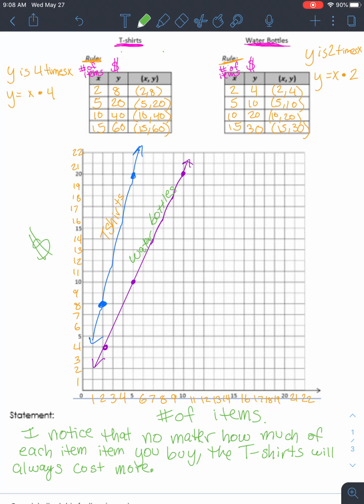If you also haven't noticed, I'm looking at the t-shirts versus the water bottles. When the t-shirts cost $8, the water bottles were $4. When the t-shirts cost $20, the water bottles cost $10. Each time the t-shirts are actually double the price of the water bottles. So let's go ahead and put that in our written statement. The t-shirts are double, right? Or you could put 2 times as much the price of the water bottles.